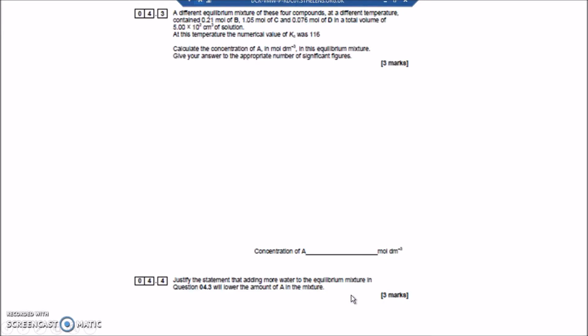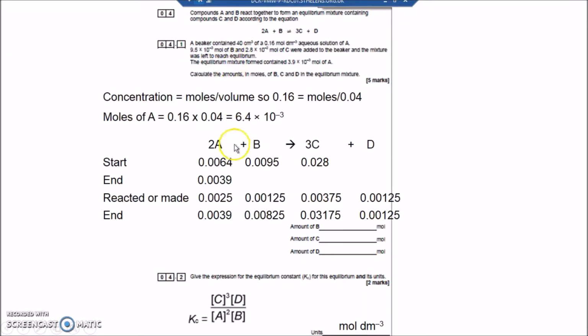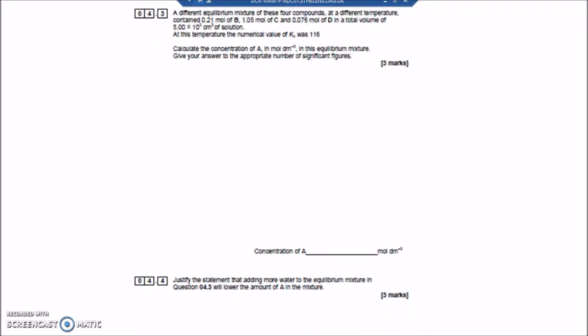Let's have a look at 4.3 then. So what have I got? I've got an expression for the equilibrium constant. Equilibrium constant is concentration of C to the power 3, concentration of D, divided by concentration of A squared, divided by concentration of B. So let's put the numbers in.